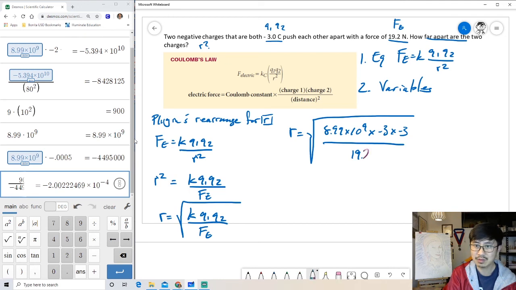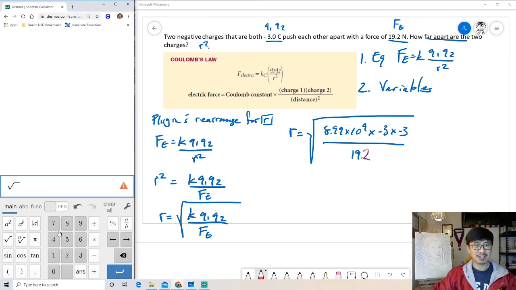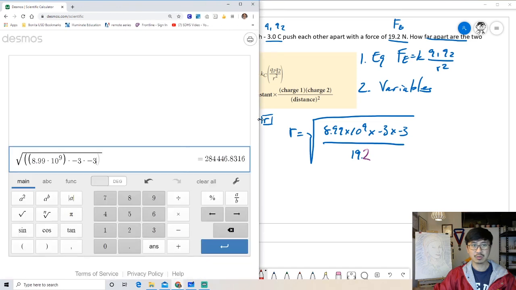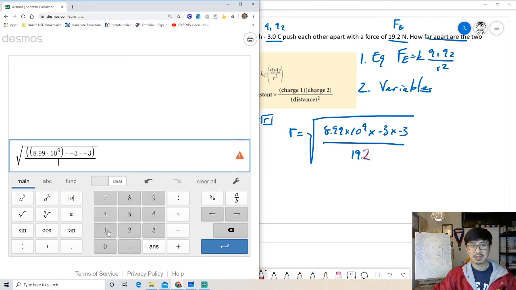Okay. Let's put it into Desmos. I'm going to try my best to put it all in as one, and I will show you how to do that. So here, let's clear all. I'm going to do square root, and I'm going to put it in parentheses. My numerator, I'm going to put it in parentheses. 8.99 times 10 to the 9th, and I'm going to close that parentheses. And then I'm going to multiply that by negative 3 times negative 3. I got to make this kind of big. There we go. And then I'm going to close that parentheses. And then I'm going to divide all of it by 19.2. Done.